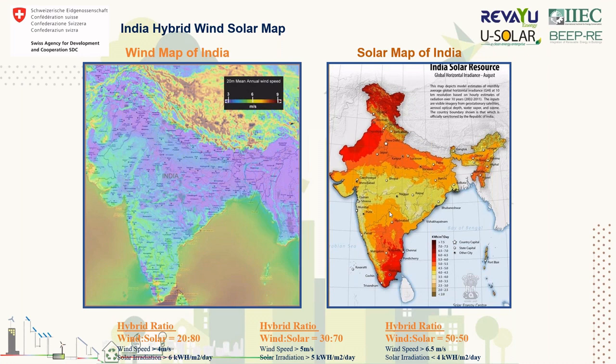So just to put another perspective, if we talk about India, these two maps are one for wind potential and one for solar irradiation potential. So if you see it closely, it is India. I described the India map in the global map as well. We can see the potential over here.